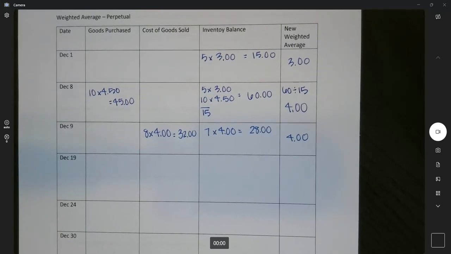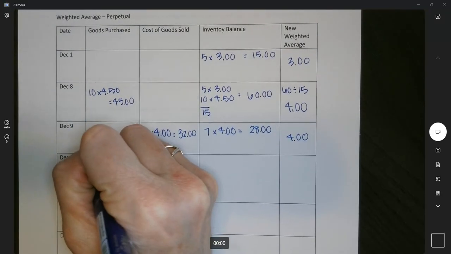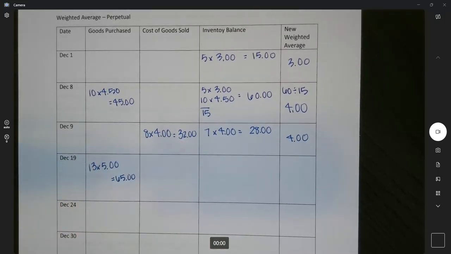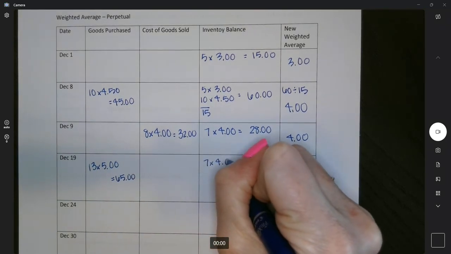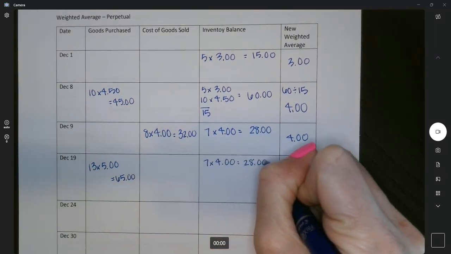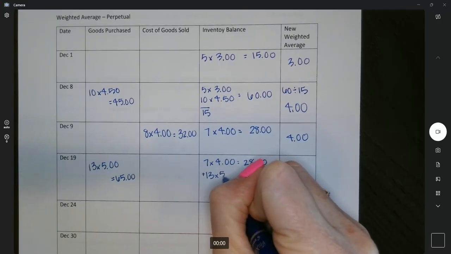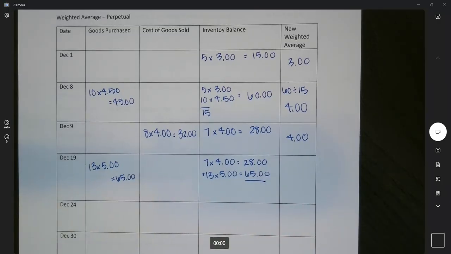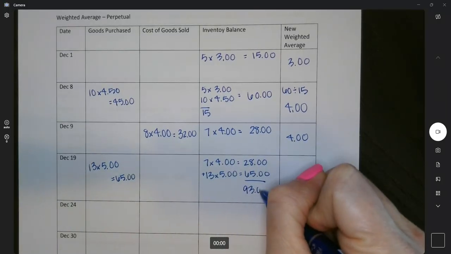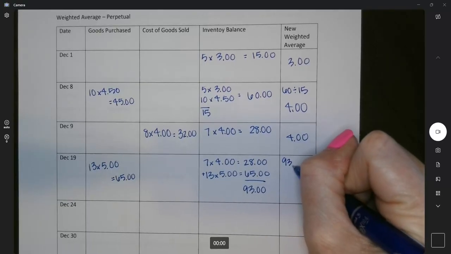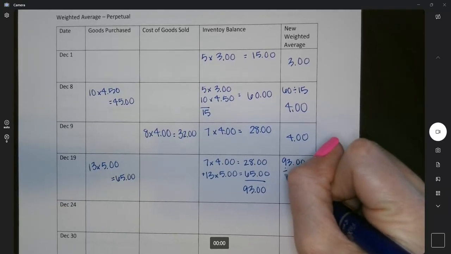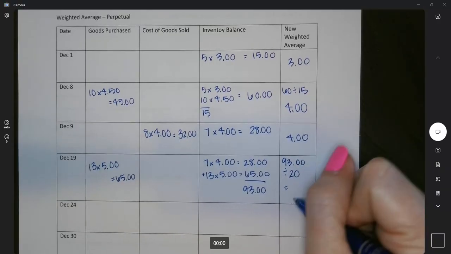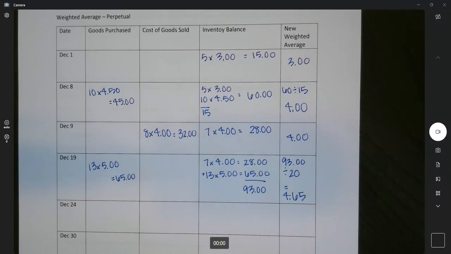Next up on December 19th, we purchased some more. We purchased 13 units at $5 a piece for $65. So we had 7 times 4 equals 28, plus 13 times 5 equals 65. The total here for those is going to be $93. So we're going to now take 93. We're going to divide it by 20 units. Our new weighted average will be $4.65.